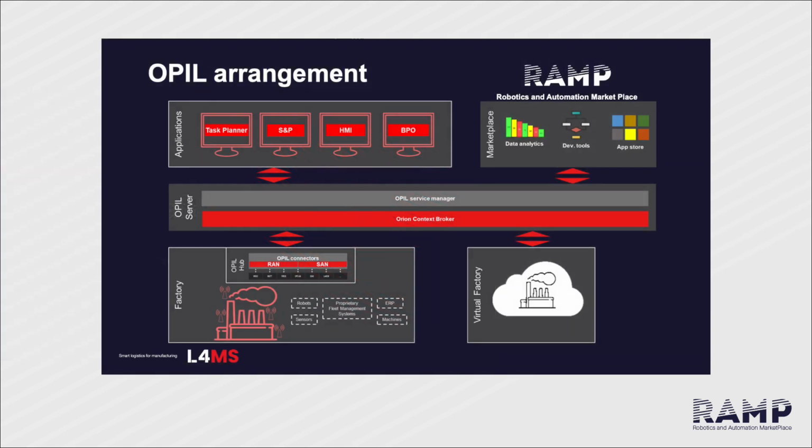So first, we're going to go through an overview of how the platform is structured. The main core of OPIL Logistics Automation Library is the OPIL Server, which communicates with all the application modules such as Task Planner, Sensing and Perception, HMI, BPO. The OPIL server is in control of both the real and the virtual factory, and the whole system is embedded in RAMP, Robotics and Automation Marketplace, where other tools such as data analytics, graphic representation tools, and other applications are also developed and available.